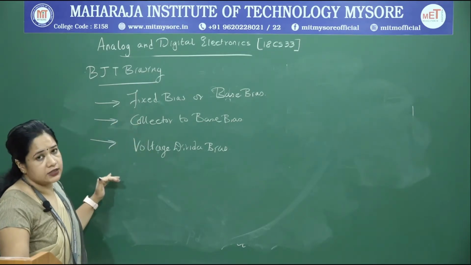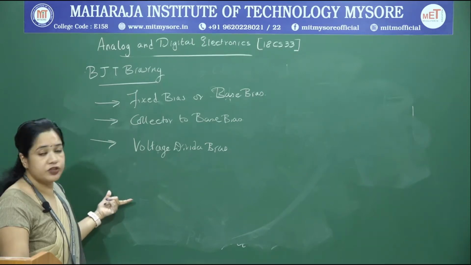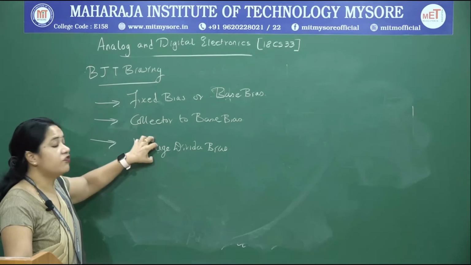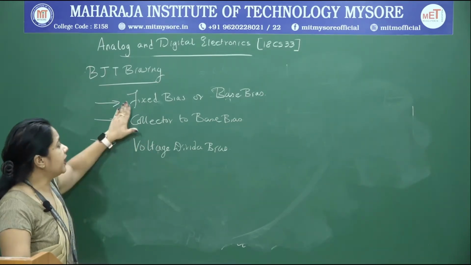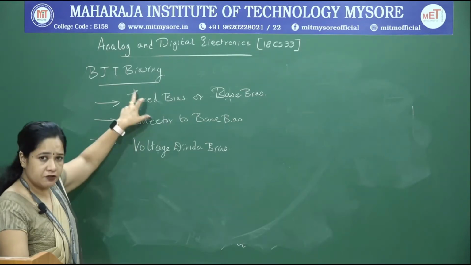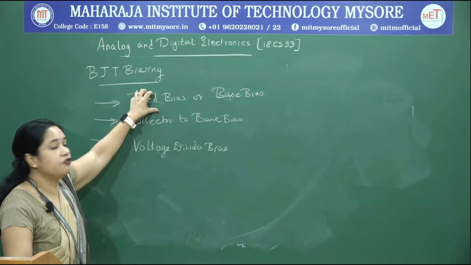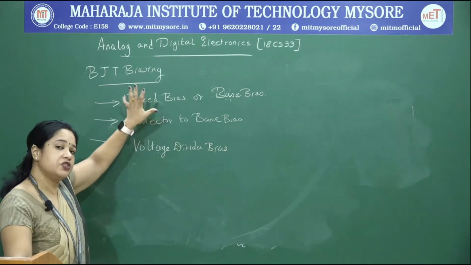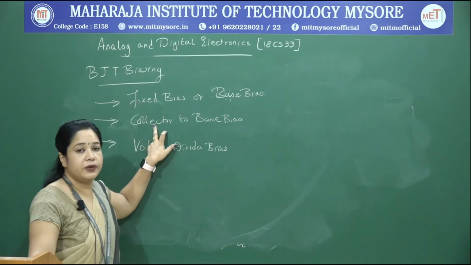Each one has its own advantage and disadvantage, and at the end of the discussion you will get to know that of all the 3 biasing circuits, this one offers maximum stability and it is widely used. So we will take up each one of them. We will see what a fixed bias circuit is. We do all the analysis. We will take up a few problems on fixed bias, and we will discuss the limitations and advantages of the first biasing circuit. Then take up collector to base bias.